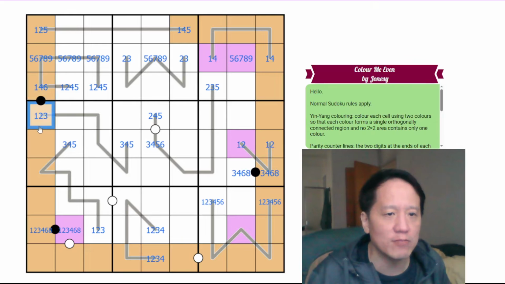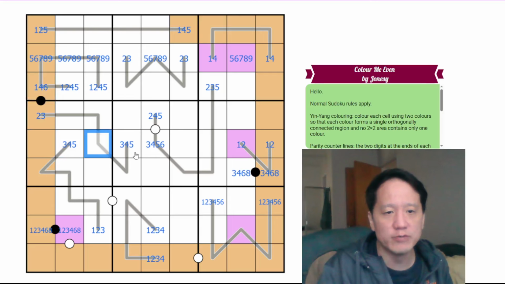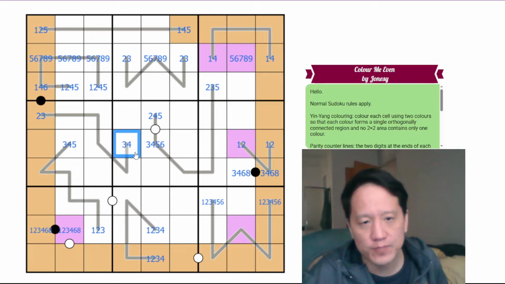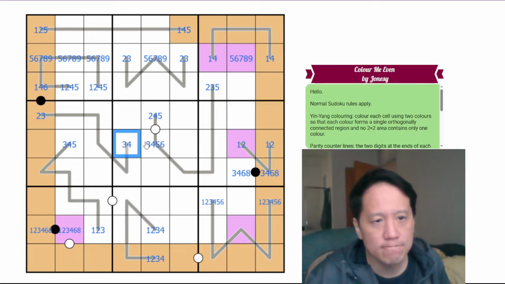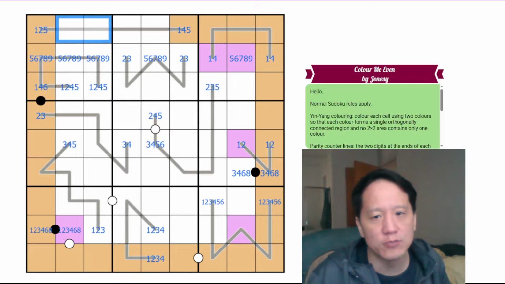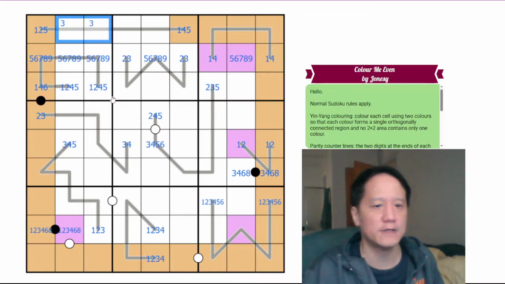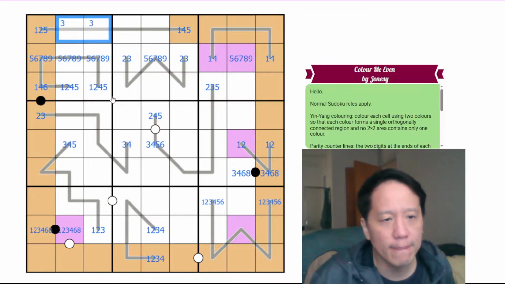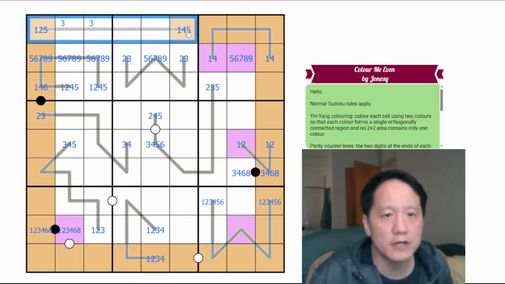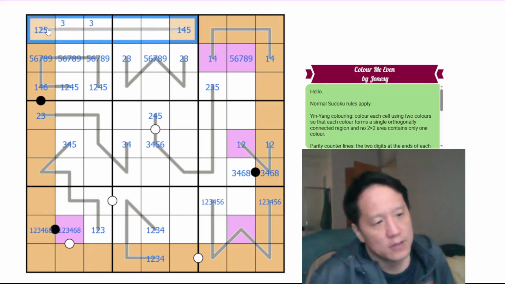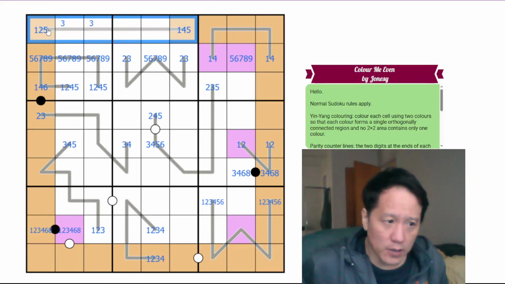Therefore, this can't be 1, because 1 is only in a 1 to 2 ratio with 2. So this can't be 1, which means this can't be 5. Okay, where is 3 in box 1? It has to be one of these two cells. We are guaranteed a 3 on here, a 1 on here, and a 4 on here.